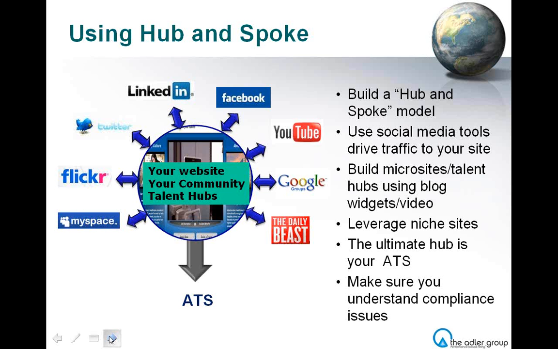And this entire strategy that you're putting together with this compelling content and this branding and everything else is based on this concept that you're going to use all of these different tools to drive people to your career site, with these microsites and talent hubs that are using blog widgets and videos and leveraging niche sites like the Daily Beast. That's an example of a niche site. And pulling everybody into your compelling website. Remember, your career site is compelling, and you've got talent hubs that are specific to categories of jobs, like engineers. But in the last analysis, the ultimate hub is your ATS.